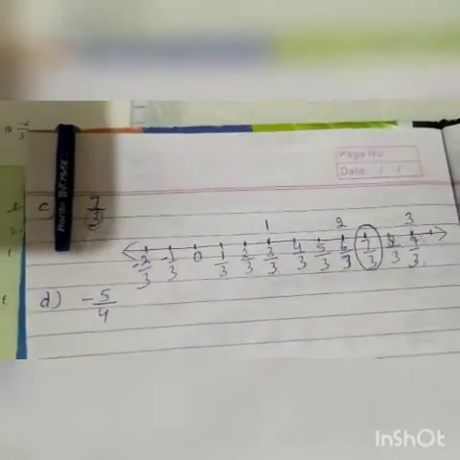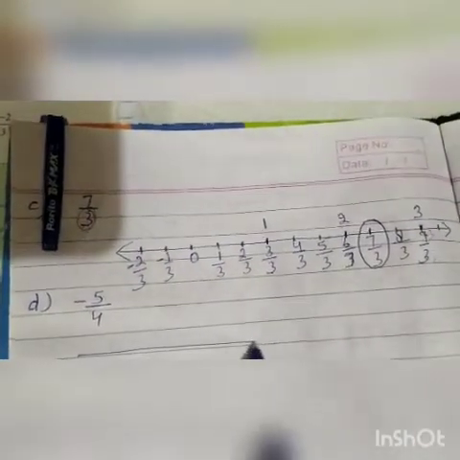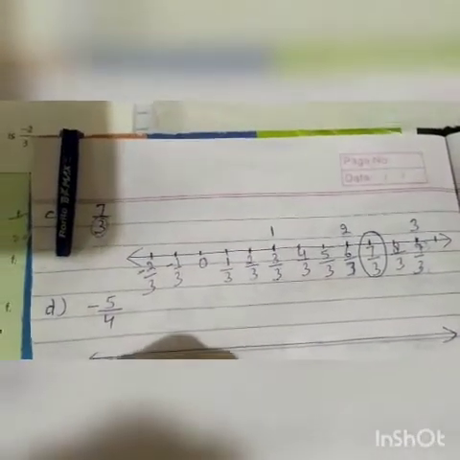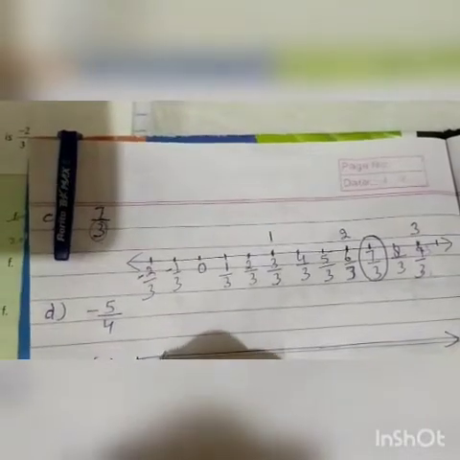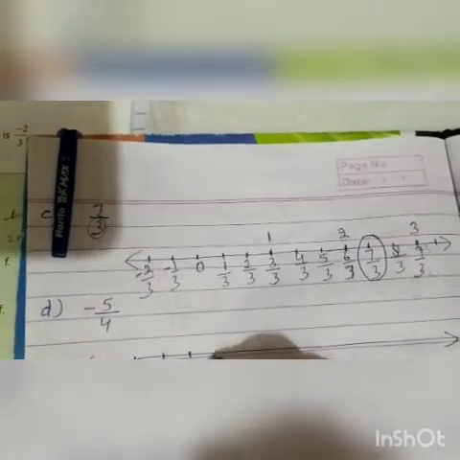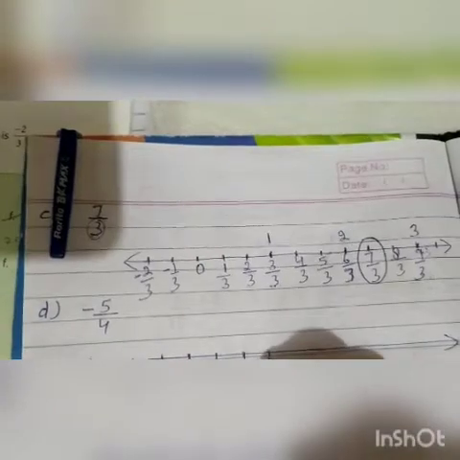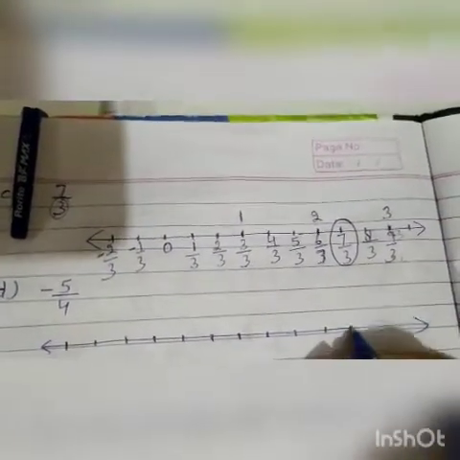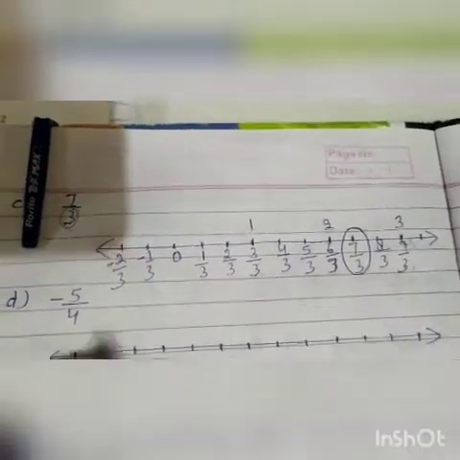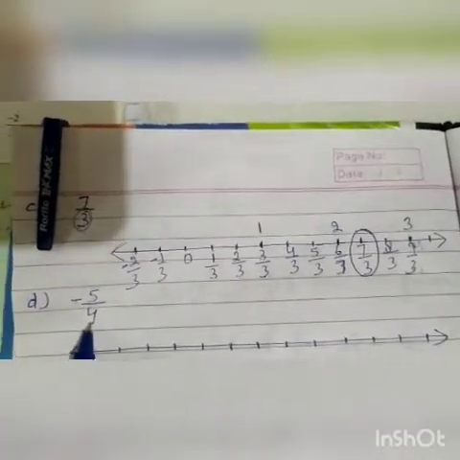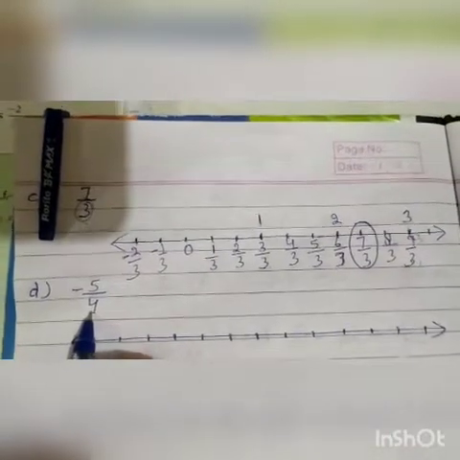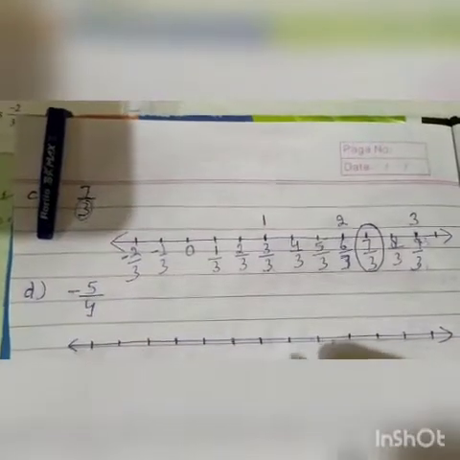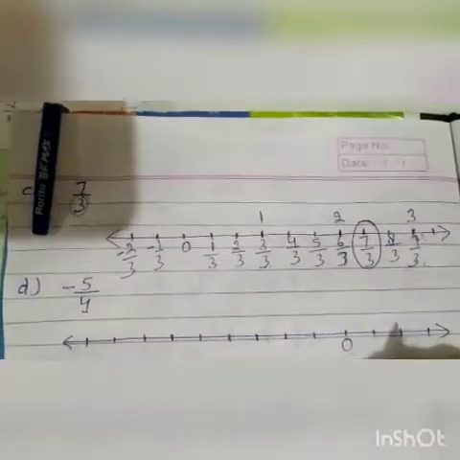Next is minus 5 upon 4. Draw a number line. Put some points at equal distance, like this. Now this time minus 5 upon 4. It is a negative rational number, and a negative rational number will lie to the left side of 0. This time I will take 0 this side.